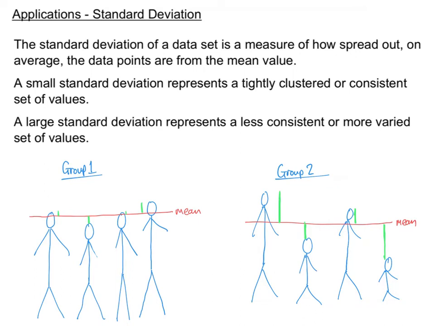What you'll notice about these lines is, on average, they're much longer than these lines. That makes sense because, on average, these heights vary a lot more. So, this would have a large standard deviation, and it represents a less consistent or more varied set of values. The heights here vary much more, which means on average the individuals within the group, their height differs more on average from the mean. So this would represent a higher standard deviation, while this group would represent a lower standard deviation.